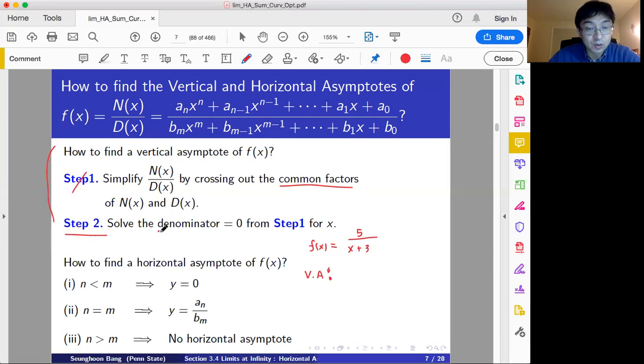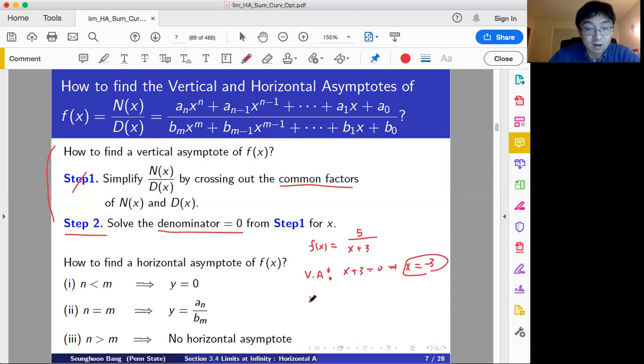What is step 2? Denominator equal to 0. Just x plus 3 equal to 0. So x equals negative 3. You're right. Yes, that's it. So we don't have a common factor, you have to skip step 1.